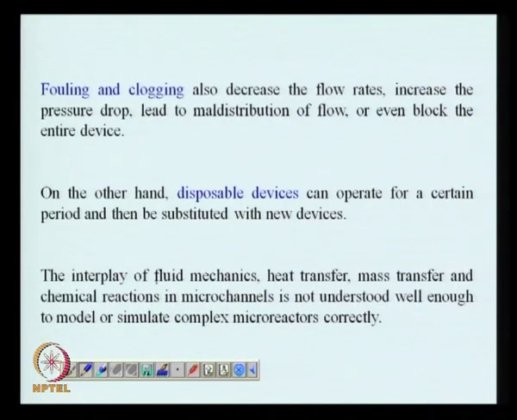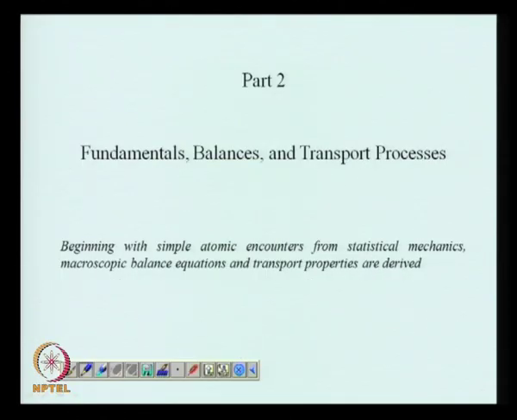And finally, the interplay of fluid mechanics, heat transfer, mass transfer, and chemical reactions in microchannels is still not understood to such an extent that we can design, devise and fabricate a device for a specific application. So, it is an open area of research which needs a lot of attention from all sides to understand and to utilize the plus points of such things.